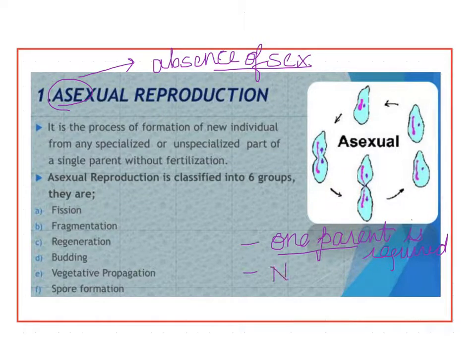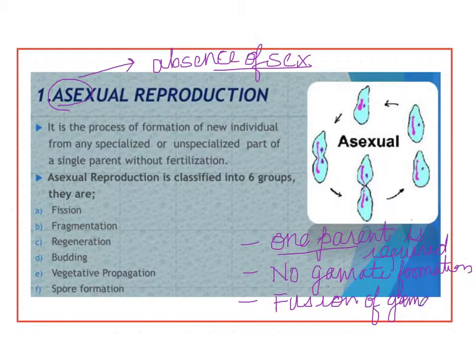Second, no gametes are formed. कोई gamete formation भी नहीं होगी. Like there will be no male gamete, there will be no female gamete. So कोई gamete formation नहीं होगी इस process में. And thirdly, there will be no fusion of gametes. So fusion of gametes भी नहीं होगा. Okay, so in asexual reproduction, only one parent is required. Secondly, एक ही parent होता है. Secondly, no gamete formation will occur. And thirdly, there is no fusion of gametes. कोई gametes का fusion भी नहीं होगा. So तीन main characteristics हैं इस reproduction की.